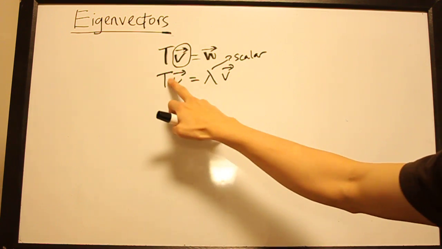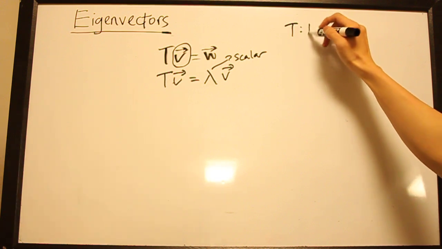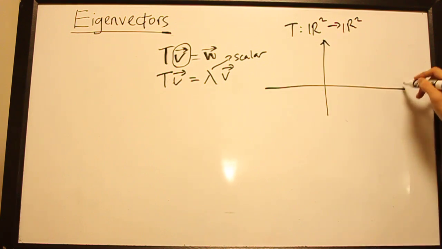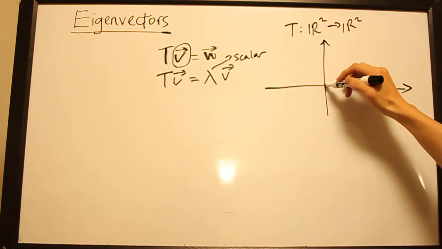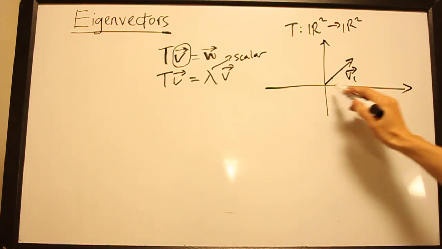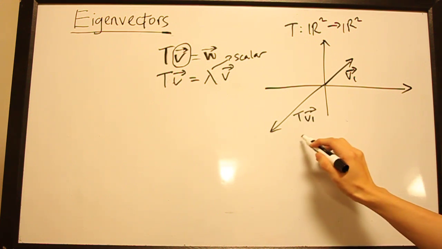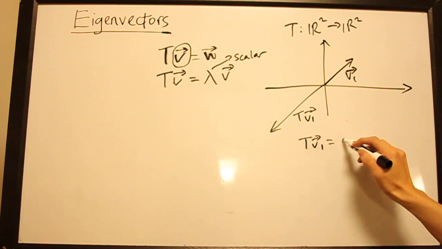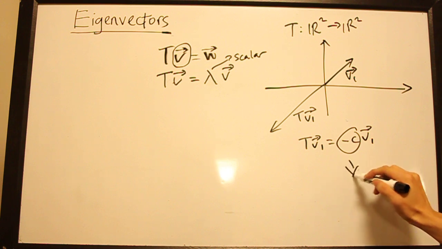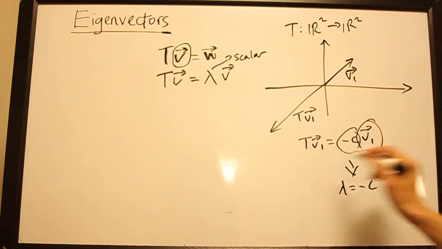So what does that look like pictorially? Let's say I have a linear transformation T which acts on R2 and brings it to R2. So let's say I have a vector V1 and the action of T on V1 just brings it to the reverse. So this is T of V1. We can write that as T of V1 equals minus some constant times V1. So in this case the lambda corresponds to this negative C and V1 is our V in this case.